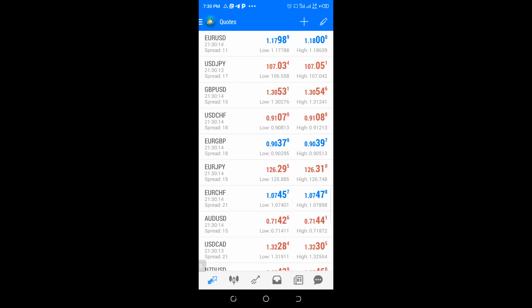Now, if you want to trade, you don't just trade USD alone. You don't just trade JPY alone. You don't just trade Euro alone, okay? You have to pair them, all right? They need to come in pairs.